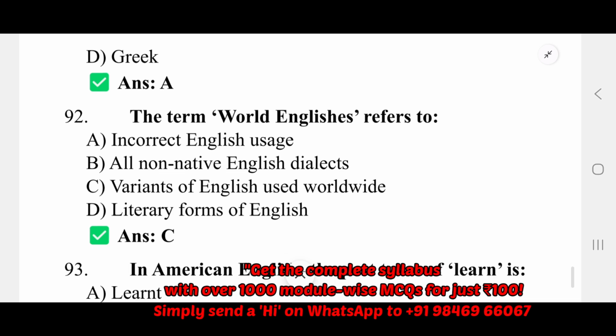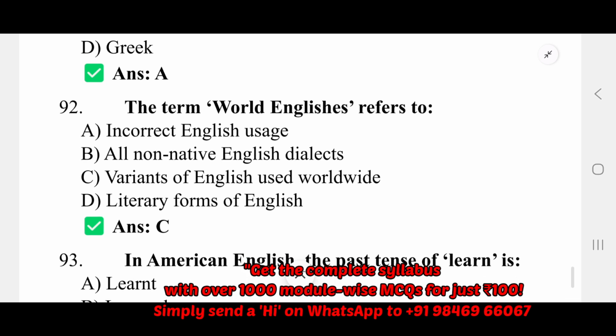The term World Englishes refers to, in correct English, all non-native English dialects, variants of English used worldwide, literary forms of English.